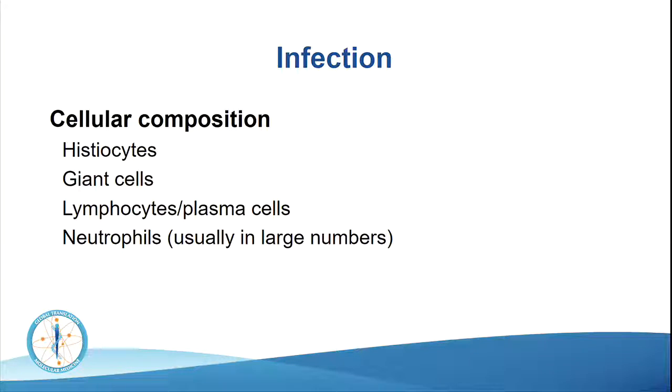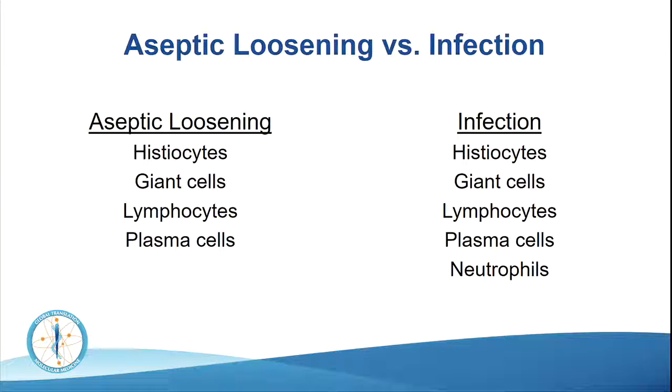In the composition of the cellular response in infection, again, you can see histiocytes, giant cells, lymphocytes, and plasmacytes, but invariably, the infected arthroplasty is characterized by an intense neutrophilic migration. And just to compare the cellular response in aseptic loosening versus infection, the key difference between the two, which explains why labeled leukocyte imaging is so successful in these individuals, is that neutrophils, which are invariably present around the infected device, are almost always absent or very few in number around the aseptically loosened device.